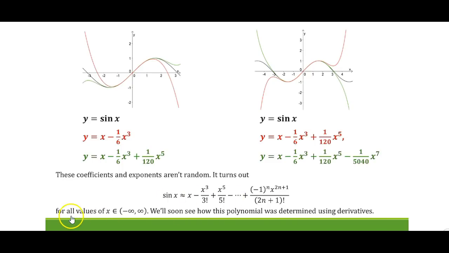And this is going to be true for all values of x on the interval from negative infinity to infinity. So the sine function can be approximated by polynomials, which is a great thing because a sine function is a transcendental function. It's hard to plug values into sine that aren't just really nice radian values like pi over 3. But we can plug any number into a polynomial, and that work is a lot easier. So we're soon going to see how this polynomial was determined using derivatives.